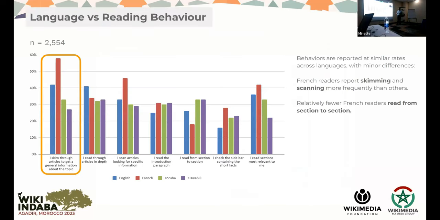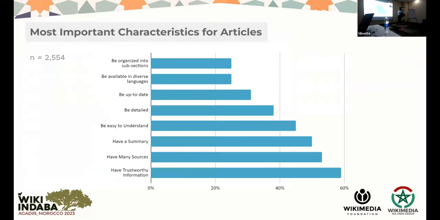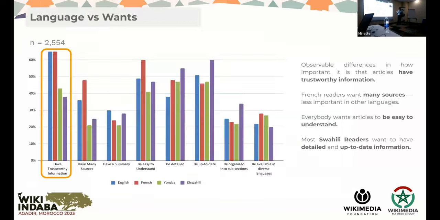Next slide, please. Now, again, when we break these down by language, we see, for example, this navigation or reading strategy on the far left. I skim through articles to get general information about a topic. Again, we're seeing a bit of a difference between English and French here, with French readers who also reported that they like to randomly explore are now skimming for general information. Let's move forward two more in the interest of time.